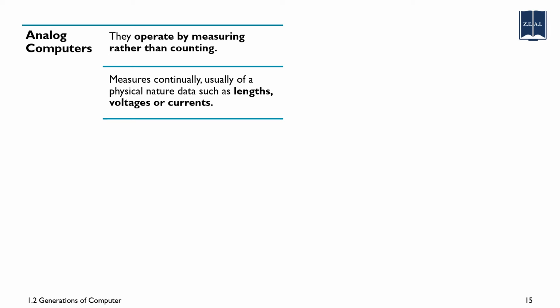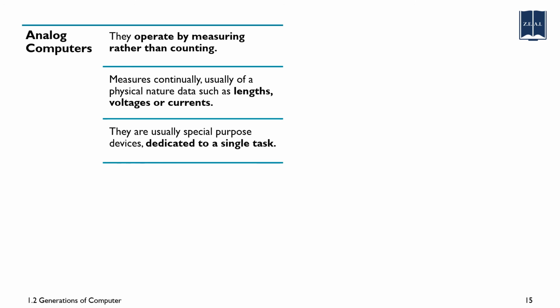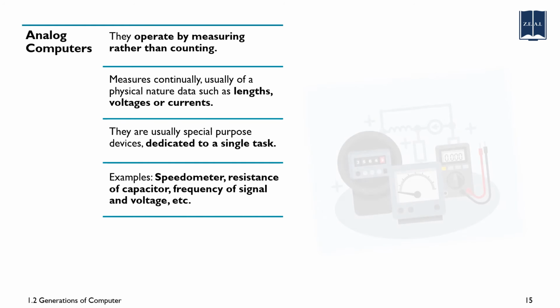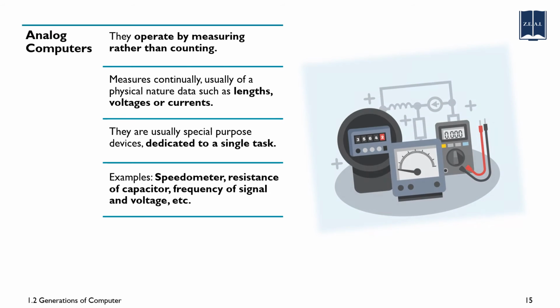Analog machines are usually special purpose devices dedicated to a single task. Some examples are speedometer, resistance of capacitor, frequency of signal, and voltages, etc.